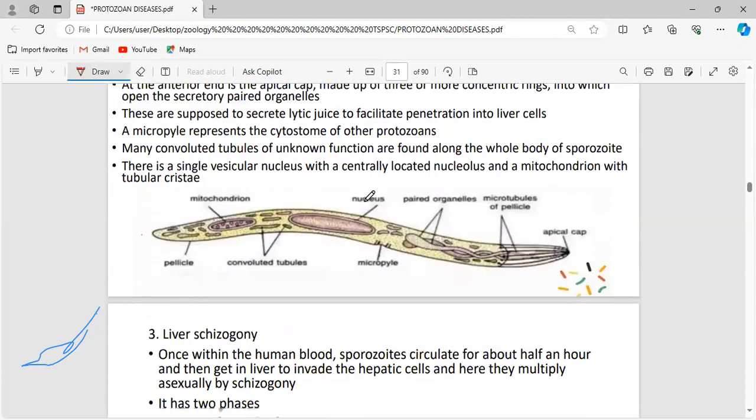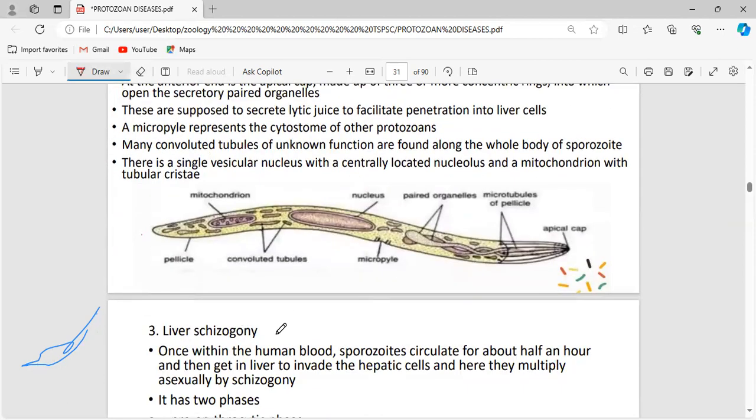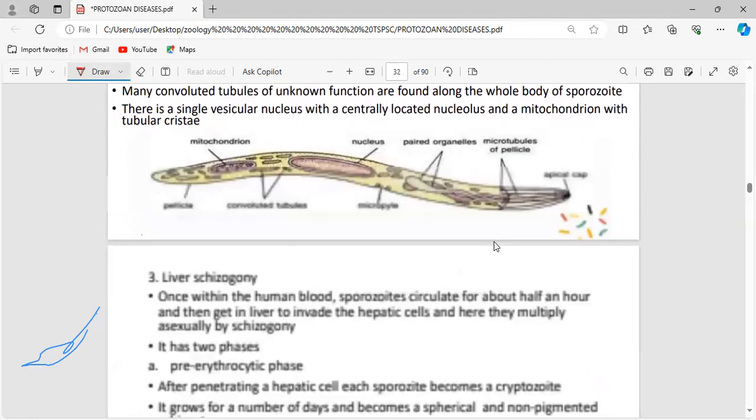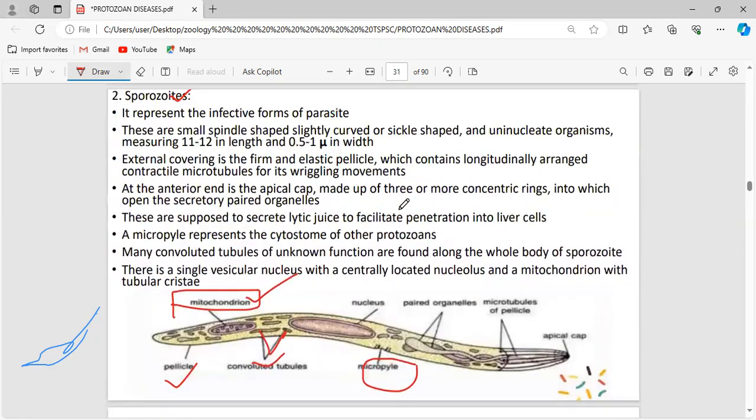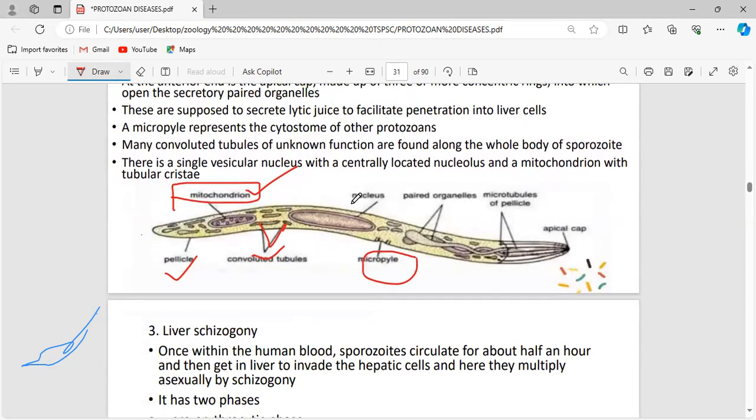Now, sporozoite. Now see the picture. This is what the sporozoite looks like. This is the pellicle. We know that the pellicle gives the definite shape and structure to the protozoan. And here the convolutal tubules are present, mitochondria to serve the energy, and the micropyle. I'm going to explain the function of the micropyle. We know that the mouth is also called the micropyle.